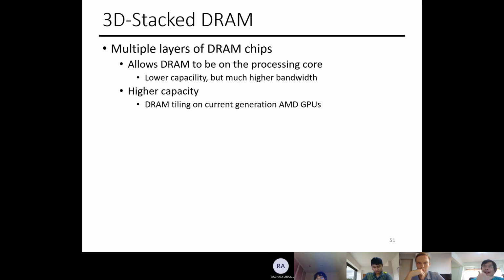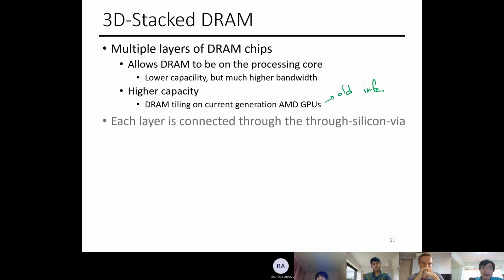So let's talk about 3D stacked DRAM. Basically, it's multiple layers of DRAM chips on top of each other. It provides higher capacity per area. Right now, the current generation of AMD GPUs, I think this data might be a little bit too old. These are, I think, capable of doing 3D stacking for sure, and high-end graphics cards that are used in servers have 3D stacking.